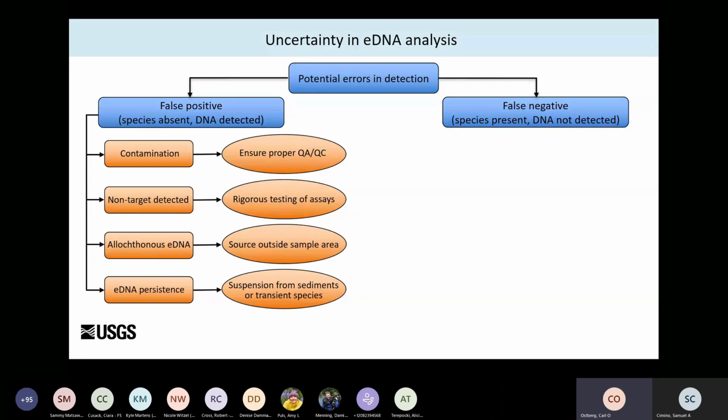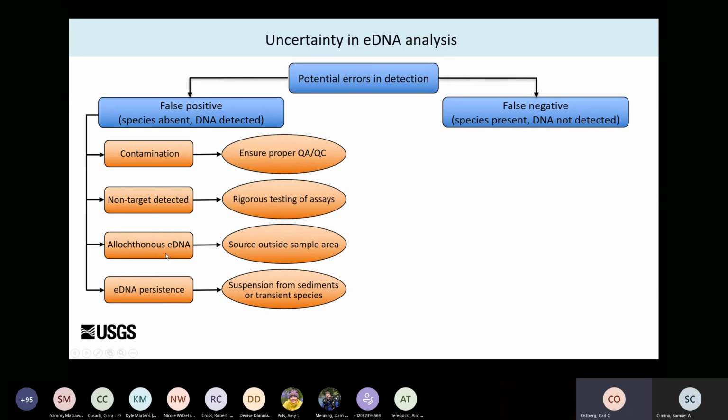False positives could occur if eDNA assays are detecting non-target species, and that would most likely be a species that's closely related to the target species. This could be mitigated by rigorous testing of the assays against non-target species that might co-occur with the target species, which is done using DNA sequence information in GenBank and testing against tissue samples also. But this is typically done when species assays are being developed and validated.